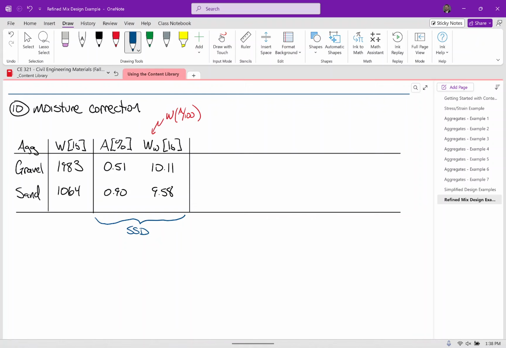But it's not saturated surface dry. This gravel and this sand are soggy. They're moist. They have excess moisture. What is the actual moisture content of the gravel and the sand? What was this and this? This was 1.69 and 4.50. So what is the weight of the water here and here?